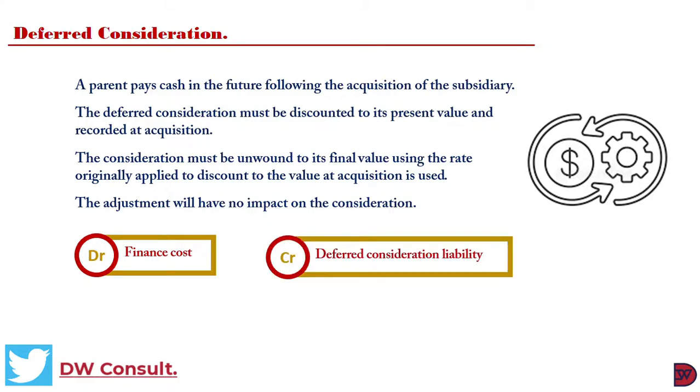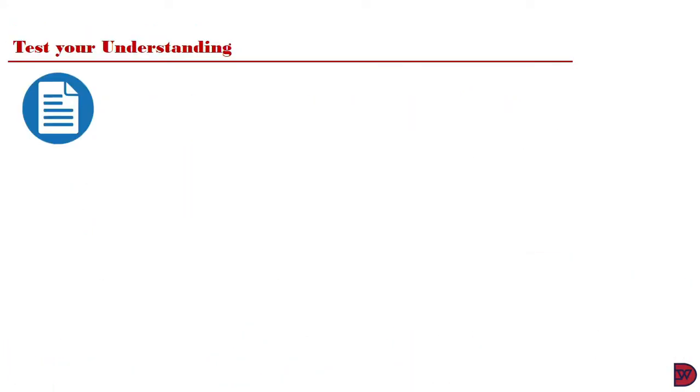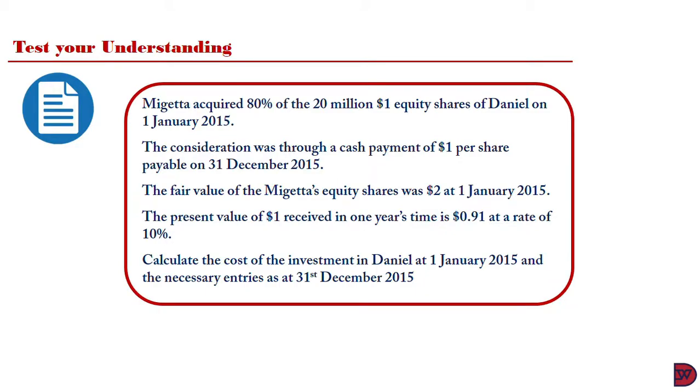Then we credit deferred consideration liability. Let's test our understanding. Megiddo acquired 80% of the 20 million $1 equity shares of Daniel on 1st January 2015. The consideration was through a cash payment of $1 per share payable on 31st December 2015.